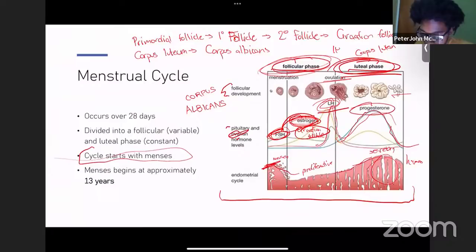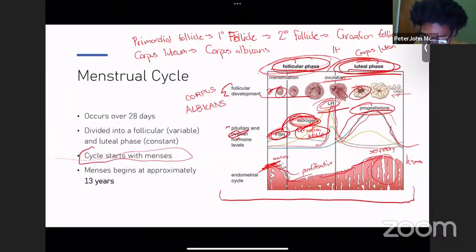Next, we're going from the follicular phase into the luteal phase. In the luteal phase, we have the corpus luteum being produced, and it starts to secrete progesterone. So let's check our uterine lining now. First we start with menstruation, then we proliferate, building up the uterine wall until we reach the secretory phase.